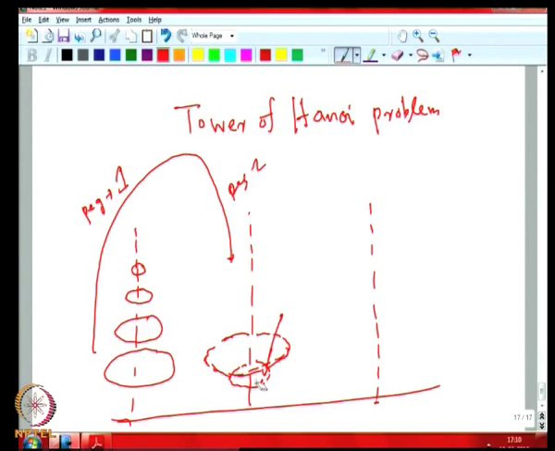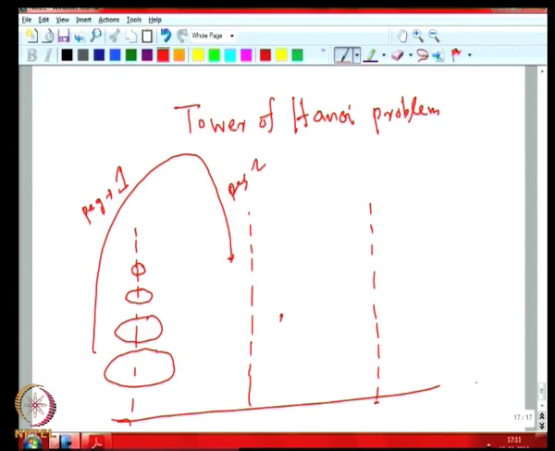In other words, what we say is we can only keep the discs on the peg in descending order of their sizes, meaning the biggest one should be in the lowest position and so on. So, you can never put a bigger disc on top of a smaller disc. And then, how can you move these discs from one peg to the other?